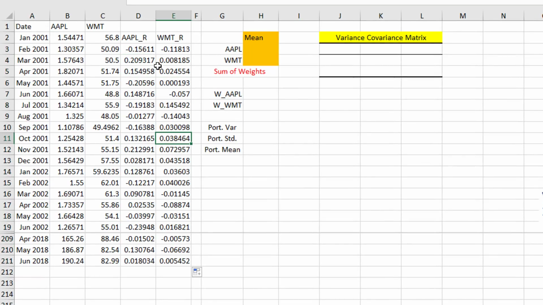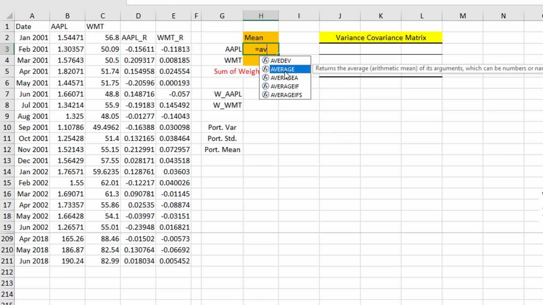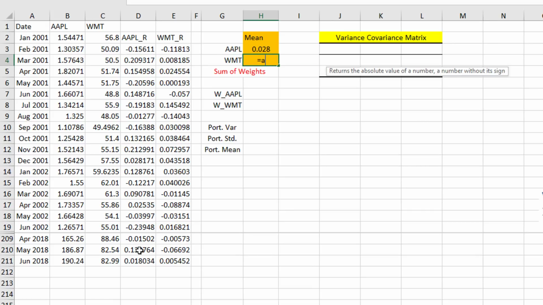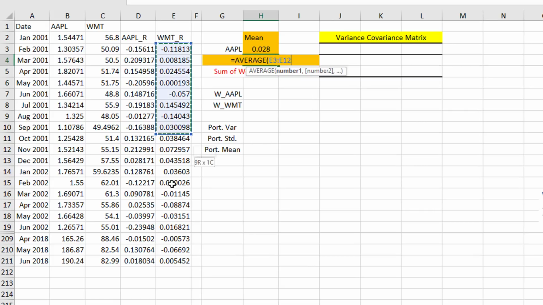I can double click on this little square box and it computes the return series for both stocks. Once you compute the return, the next step is to compute the average return for each stock. So let's compute the average return for Apple, and next we can compute the average return for Walmart. So that's our second step.